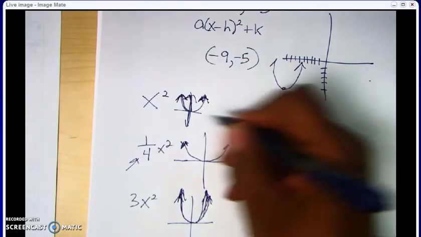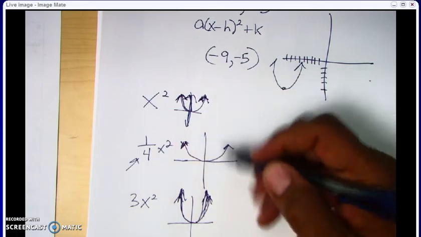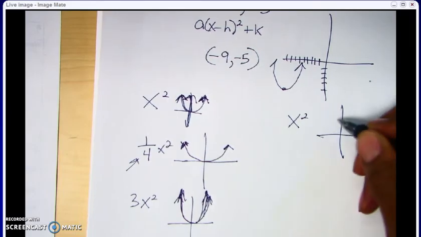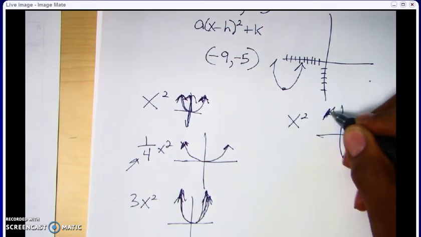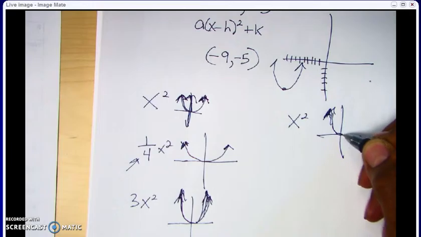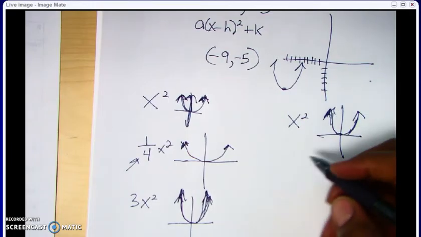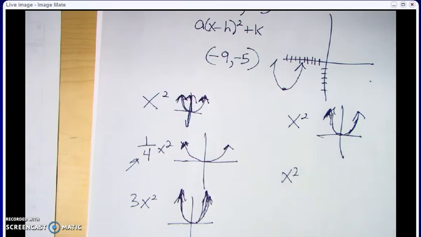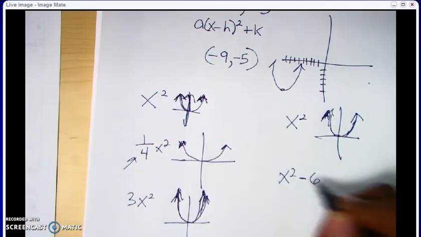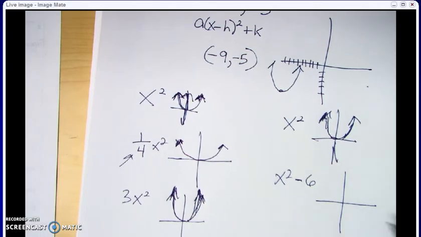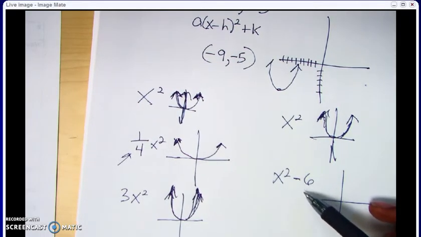Vertical shift. So I'm going to use the same little setup here. If it's an x squared, it's going to be just a regular old, basic parabola, a parabolic quadratic like that. But suppose it was x squared subtract 6 like that. Okay. Now this right here is a vertical shift. This is your vertical movement.